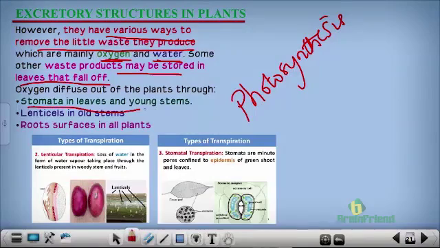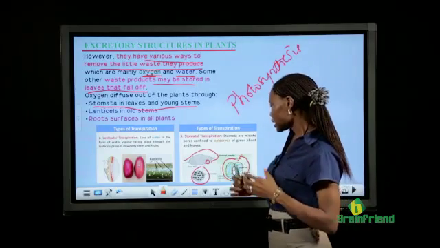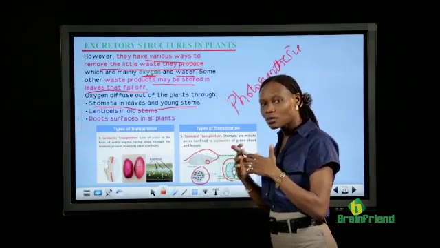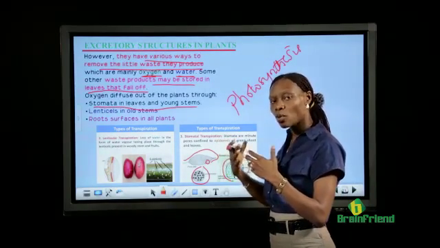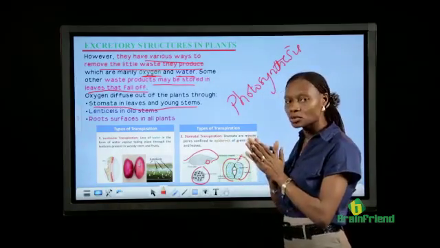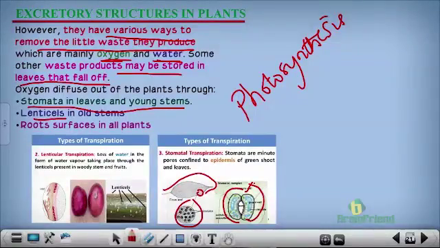Through stomata in leaves and young stems. This is a typical example from our leaf here. From just the spot of the leaf, we find the stomata. The stomata guard the cell such that it opens up when it needs to open up for something to go out, maybe oxygen or water, and closes up when it needs to close up. Lenticels in all stems and root surfaces in all plants are also means through which the plant gives off oxygen.